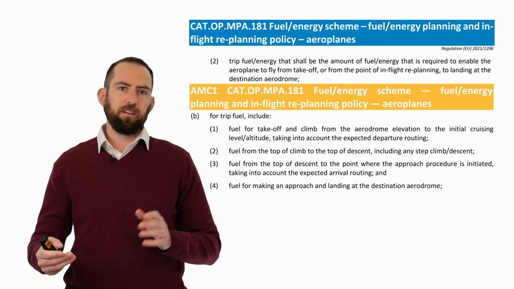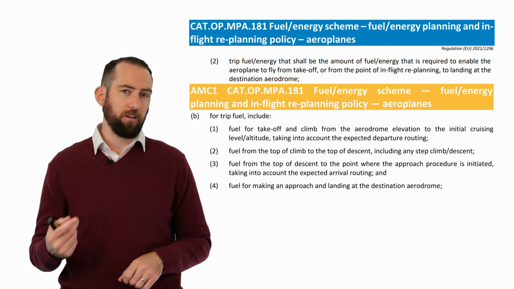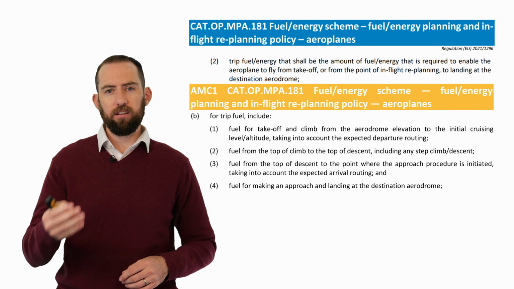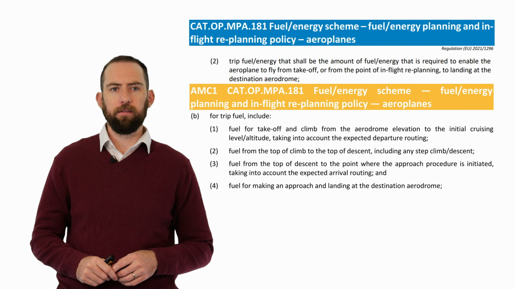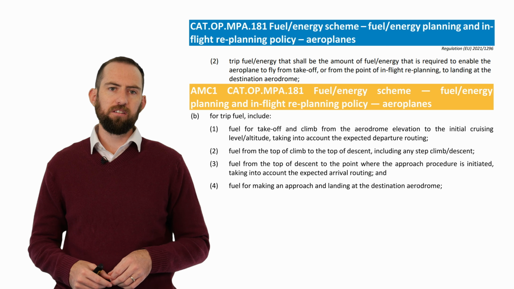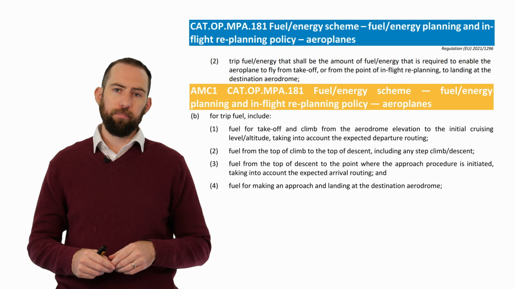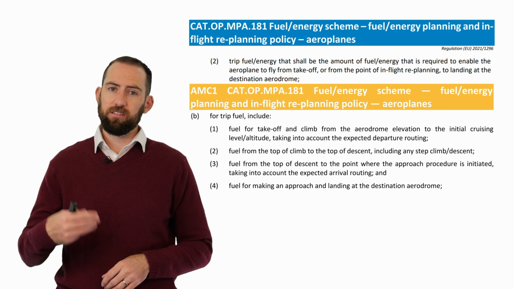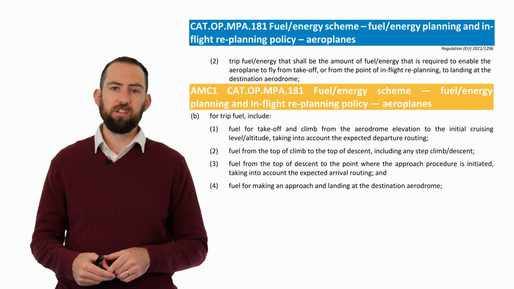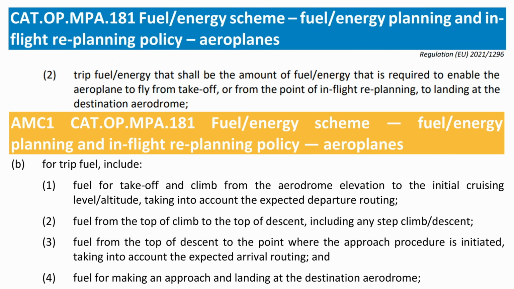So trip fuel must include fuel for takeoff and climb from aerodrome elevation to the initial cruising level and must take into account expected departure routing. Then consider cruise from top of climb to top of descent, and fuel from top of descent to a point from where the approach procedure is initiated, taking into account the expected arrival routing, and fuel for approach and landing. So in summary, trip fuel must take you from runway to runway via the expected routing.